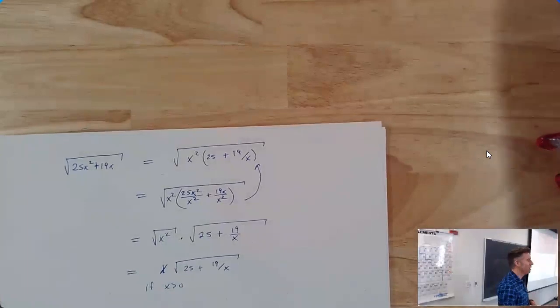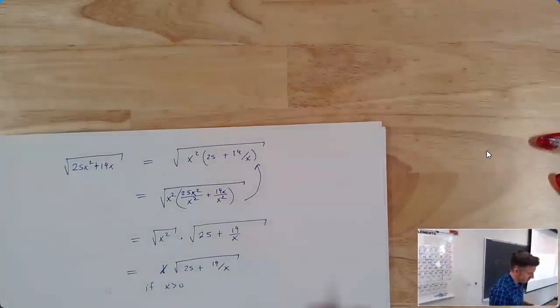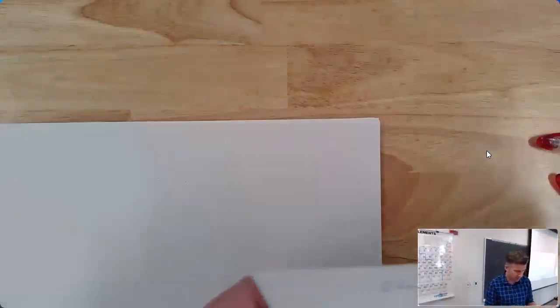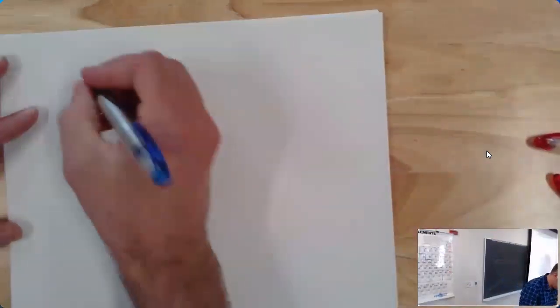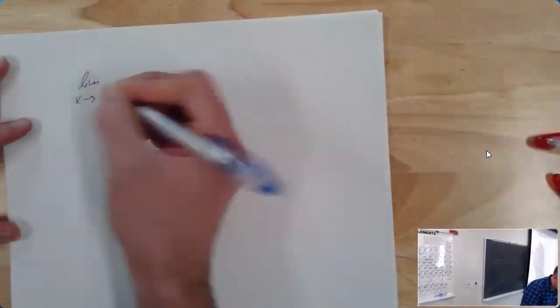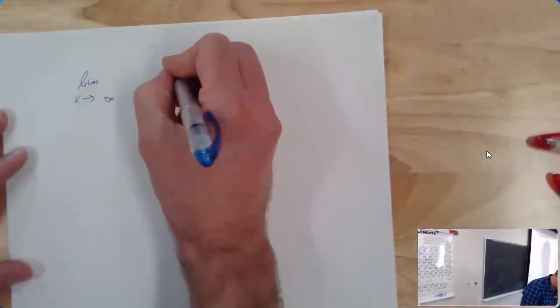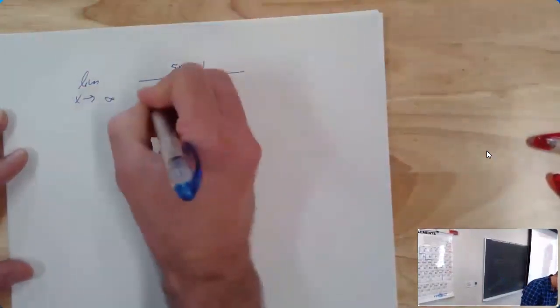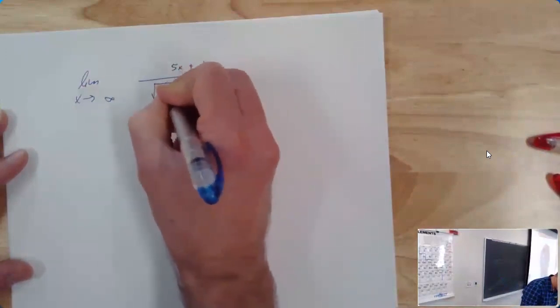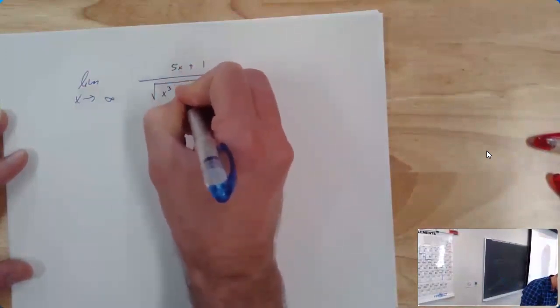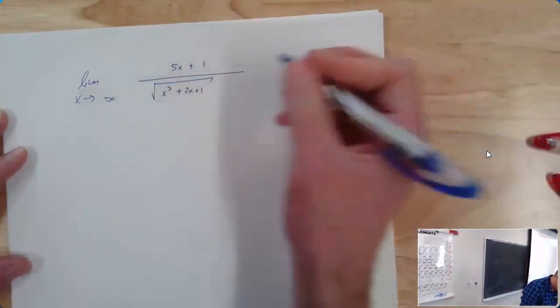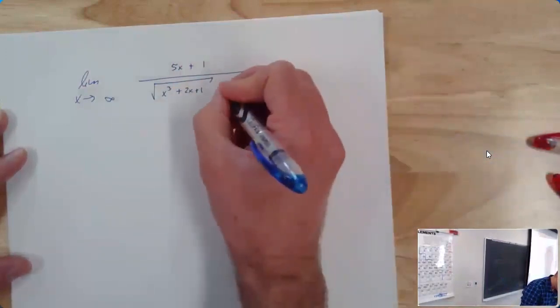I think it's only going to work if x is the even power. Well, so let me actually point out, let's say we had something like that. So if we had maybe the limit as x goes to, let's say, infinity again, of 5x plus 1 over the square root of x cubed plus 2x plus 1. I don't know, plus something else.